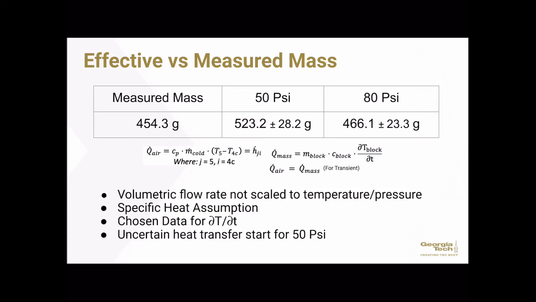So the first reason for that could be that the volumetric flow rate is not scaled to temperature and pressure. Furthermore, 900 was given to us as the aluminum specific heat, but we were not sure if our block was precisely aluminum. Also, we had to choose data ourselves for the partial T, partial time term, and we chose the beginning of the data with the steepest slope to represent the most physical characteristic of the heat transfer. Finally, the data was not collected for the first 500 seconds for the 50 psi data, so there could be some behavior there that we are not capturing.